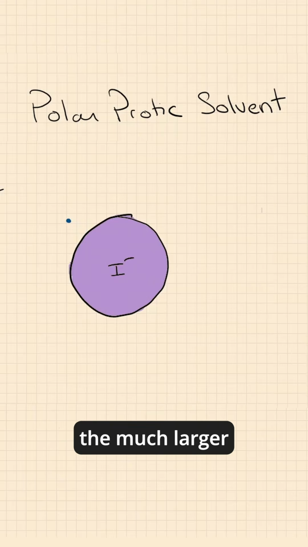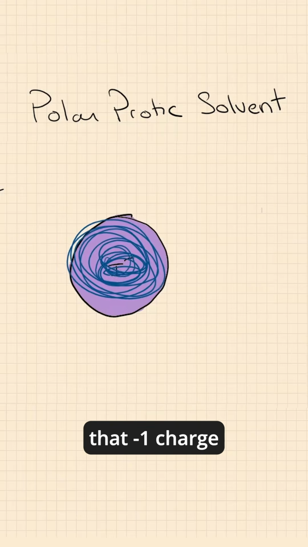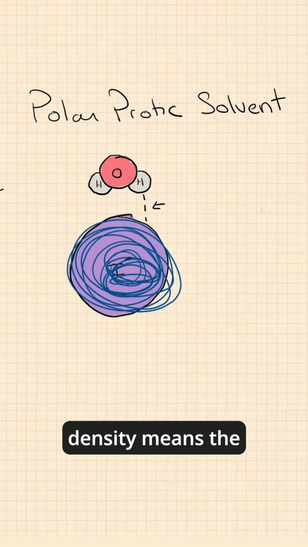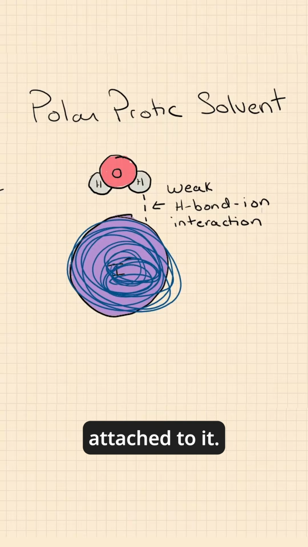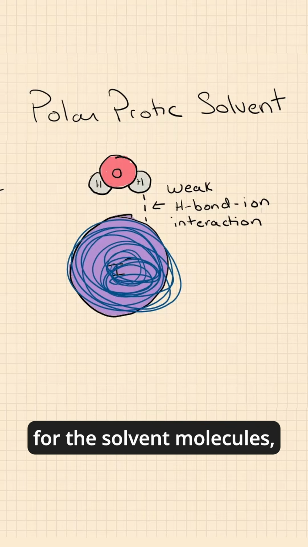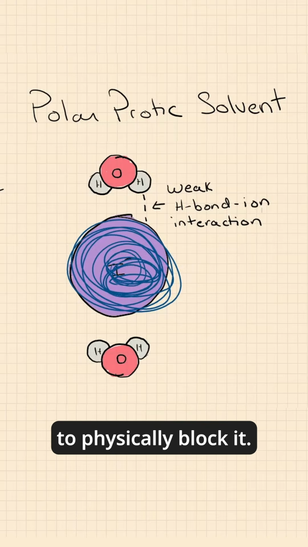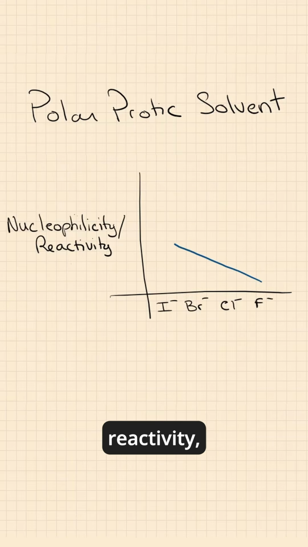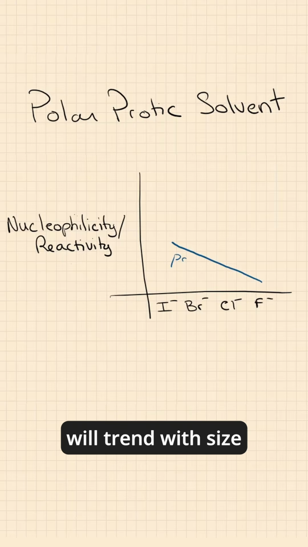On the other hand, the much larger iodide ion is able to spread that -1 charge out over a much larger area. This lower electron density means the solvent molecules are only weakly attached to it. The larger size also makes it harder for the solvent molecules, like water, to physically block it. This means if iodine is trying to participate in a reaction, water, or other polar protic solvents, don't affect the rate of the reaction as much because they can't hold the iodide back very well. So, in a polar protic solvent, reactivity, or nucleophilicity, will trend with size and increase down the periodic table.